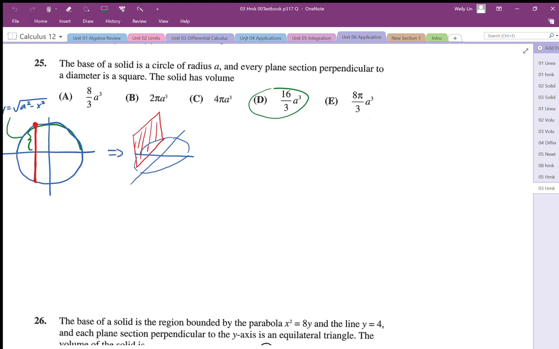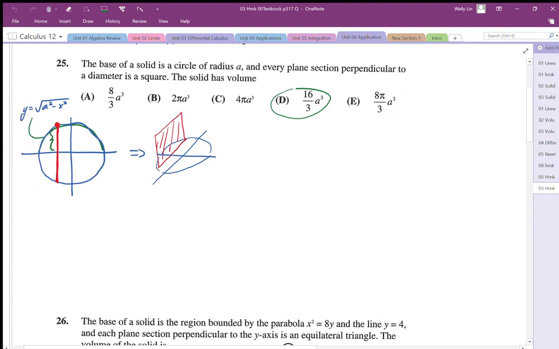Number 25 says the base of a solid is a circle of radius a, and every plane section perpendicular to the diameter is a square. So find the volume of the solid, and we're given the options here. The answer in the end ends up being D, but we'll see how we get to that.